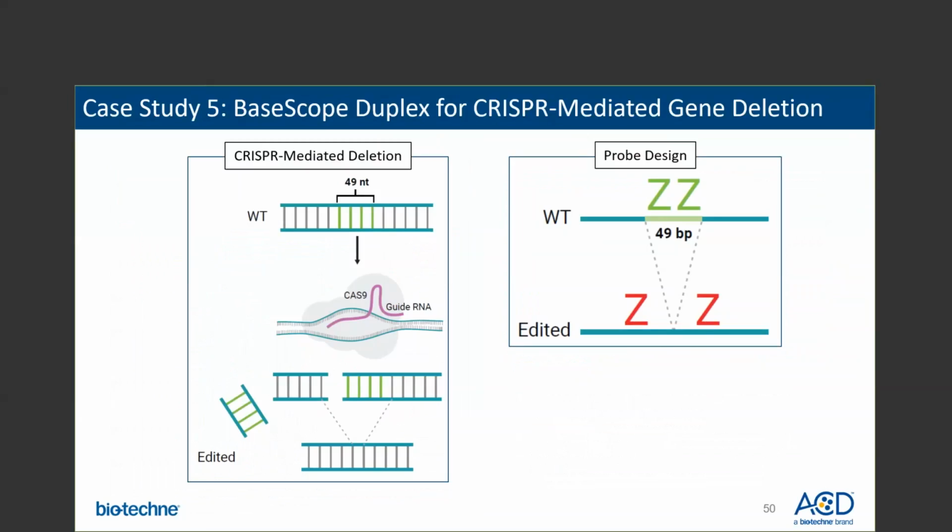CRISPR-Cas9 was used to delete 49 nucleotides from gene X, resulting in a novel junction sequence called edited. The top that you see in the right-hand side panel is the wild type sequence, which included the 49 base pairs of the nucleotides, and the bottom sequence here was edited and did not have these 49 base pairs. BaseScope paired oligos, as can be seen here by 2 double Zs, were designed to target either the 49 nucleotides in the wild type sequence or the edited novel junction sequence.